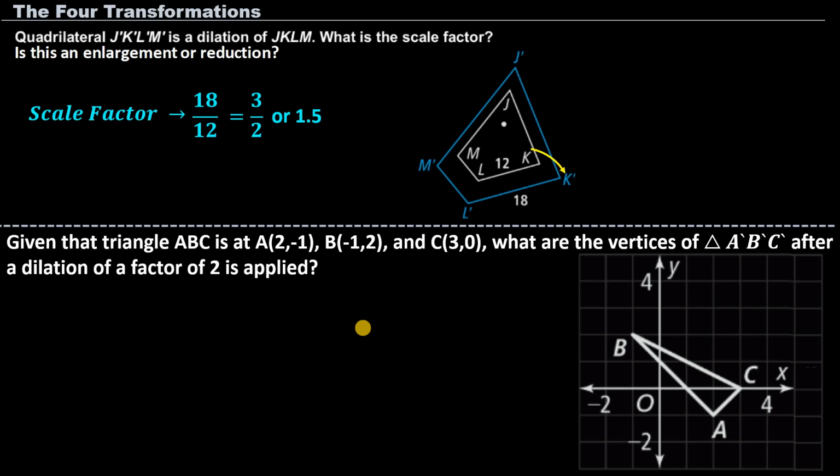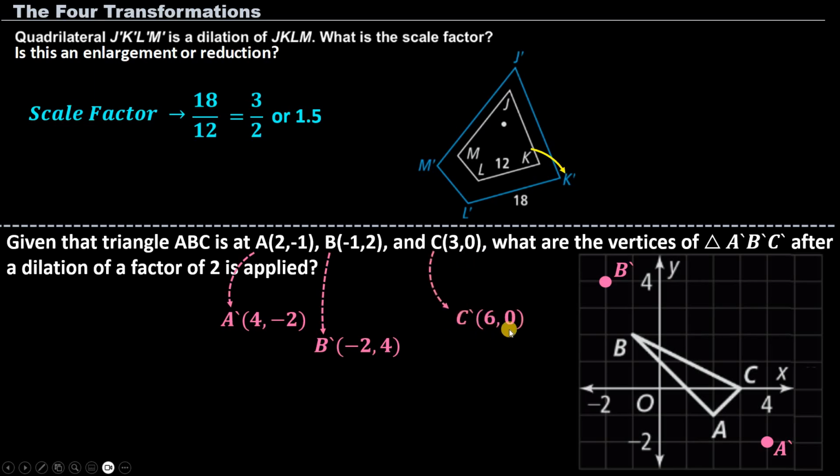And we want to know what are the vertices of A'B'C' after a dilation of a factor of 2 is applied. Because it gives us nothing else besides just saying that it's a dilation of 2, all we have to do is take the original vertices and multiply them by 2. So our A goes from (2, -1) to A' (4, -2). B goes from (-1, 2) to (-2, 4). And then C goes from (3, 0) to (6, 0), which we see plotted.